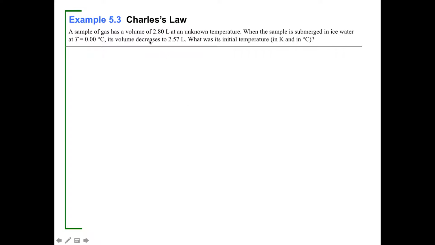A sample of gas has a volume of 2.80 liters at an unknown temperature. V1 is equal to 2.80 liters. T1 is unknown. Okay? When the sample is submerged in ice water at T2 equal to 0.00 degrees Celsius, then the volume decreases to 2.57 liters.